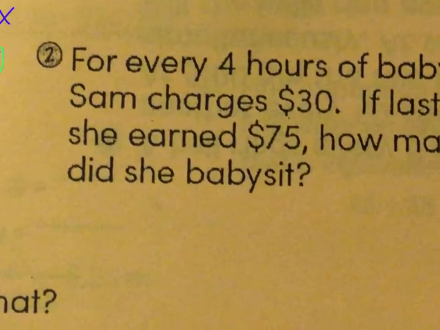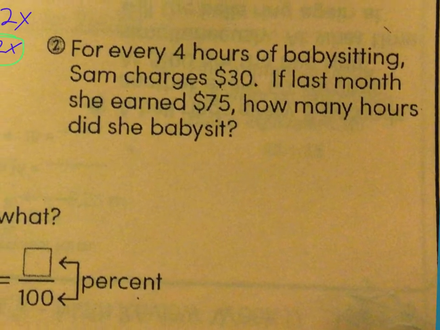Let's take a look at number 2. For every 4 hours of babysitting, Sam charges $30. If last month she earned $75, how many hours did she babysit? So this is a ratio, and we are comparing two things. We are comparing hours to money, or money to hours. It depends on how you want to set these up. You can flip-flop things as long as you stay consistent.